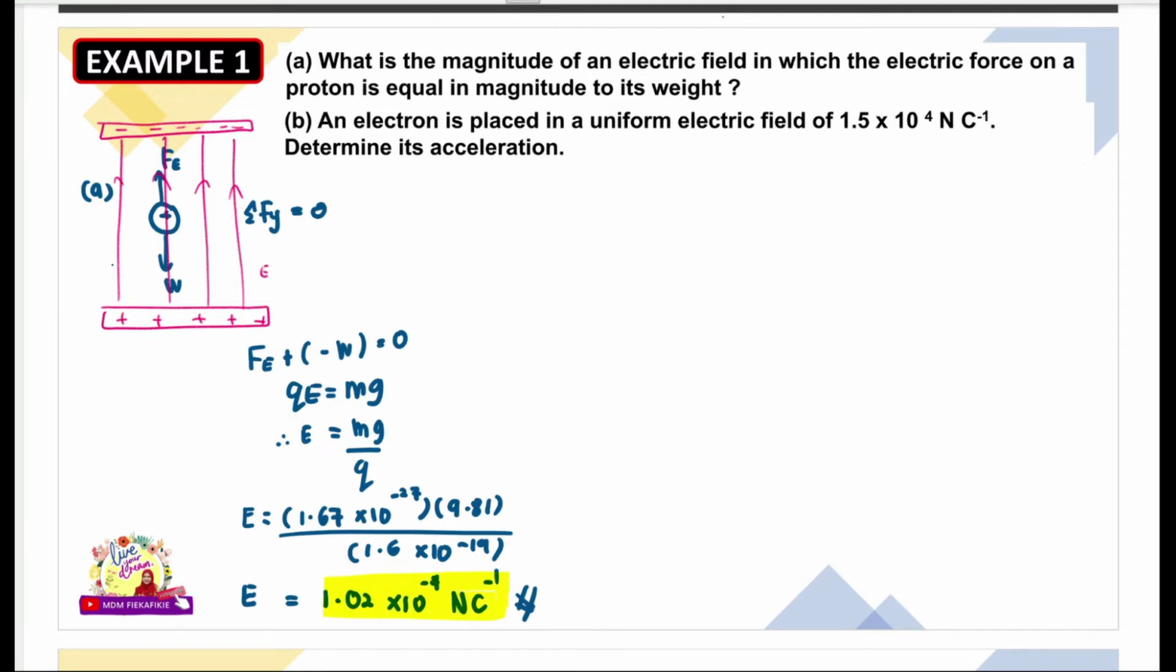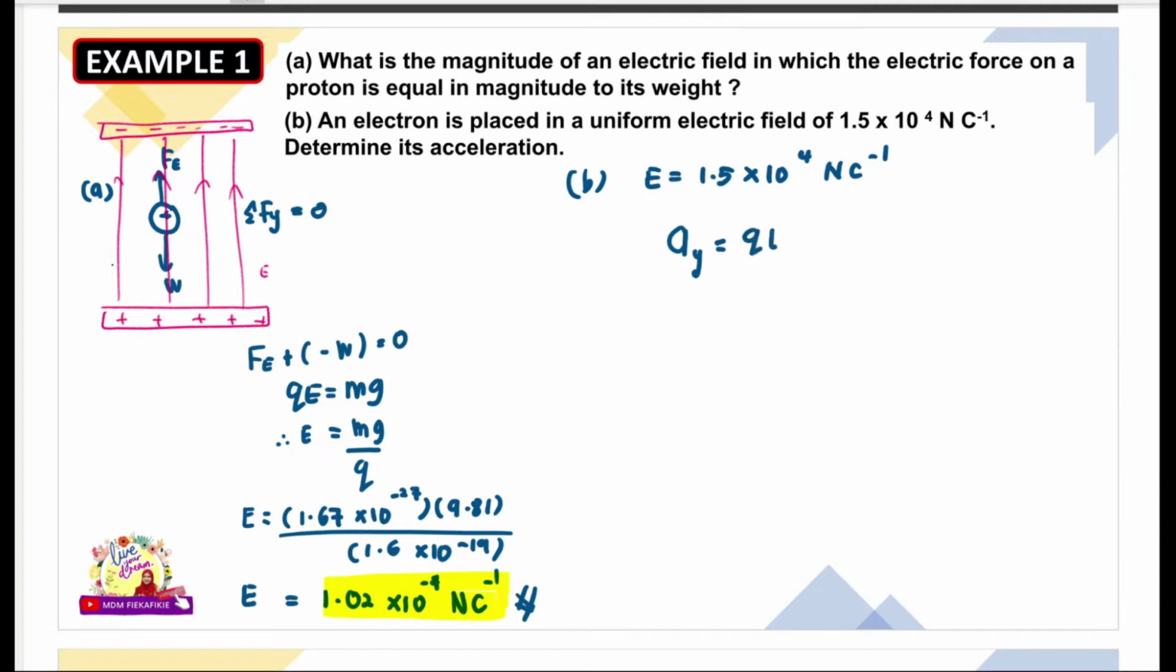Okay, so now settle, and then next B. So here we have an electron. Oh, sorry. Okay, so the electron is placed in a uniform electric field. So E is given 1.5 times 10 power of 4 Newton per coulomb. So we want to determine its acceleration. So for a, so a akan ada in Y axis only. Okay, so Y direction ataupun vertical direction.